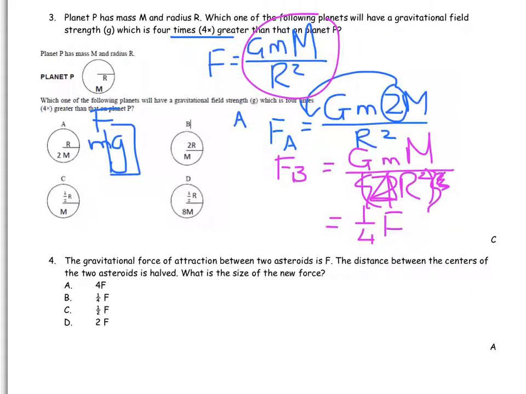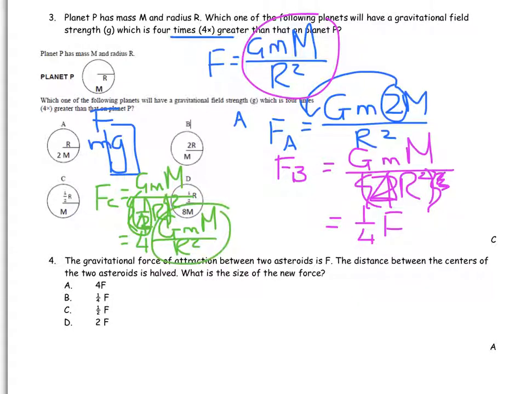The next one is going to be force of C is equal to G m M over half r all squared. That half r becomes a quarter r squared, and a quarter in the denominator turns into 4 G m M over r squared. That is 4 times the original force. So that is your correct answer. And if I went to the trouble of doing this one over here, I would land up with an 8 at the top. It wouldn't land up being 4 either. So that is your correct answer. You need to go through that process carefully.